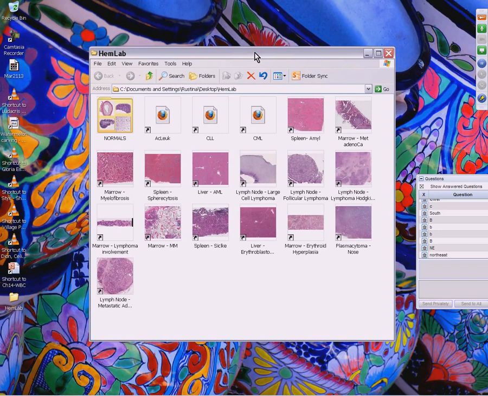About a third of these will be peripheral smears or bone marrow smears, things that we've talked about in the last four sessions. And some of them will be histologic diseases of marrow or spleen. These are exactly the slides we'll be looking at when we come back.